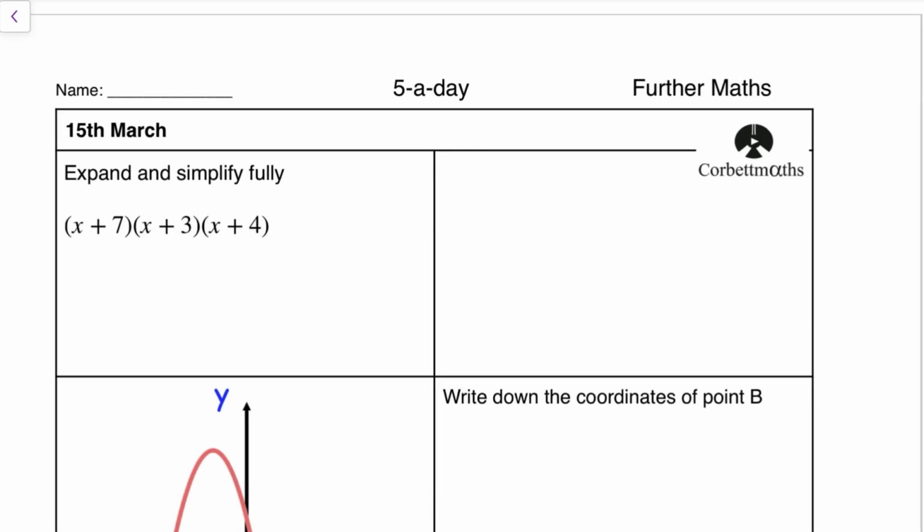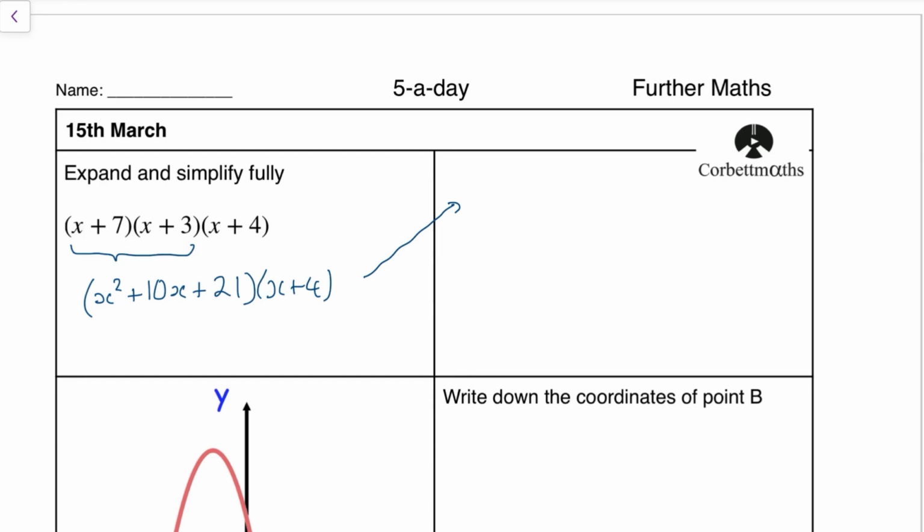Okay, actually we start with a fairly simple one today, don't we? So it's just expanding triple brackets, or sometimes just called triple brackets. This is just about being clear and not making silly errors. So I'm going to do these two brackets first. So x times x is x squared, 7 plus 3 is 10, so 10x, and 7 times 3 is 21, and I'm multiplying all of that by x plus 4. Then I'm going to move over to here.